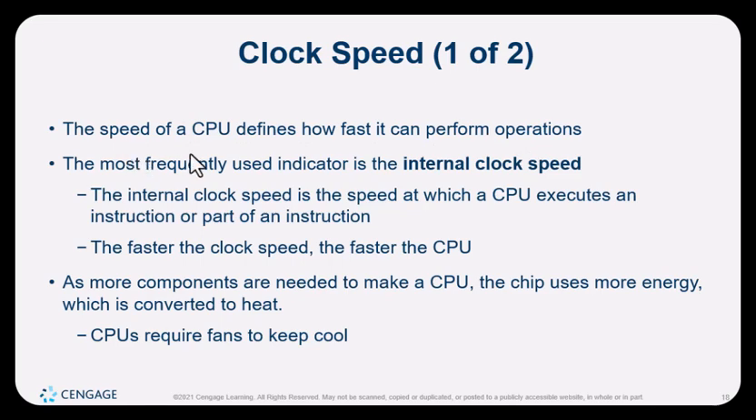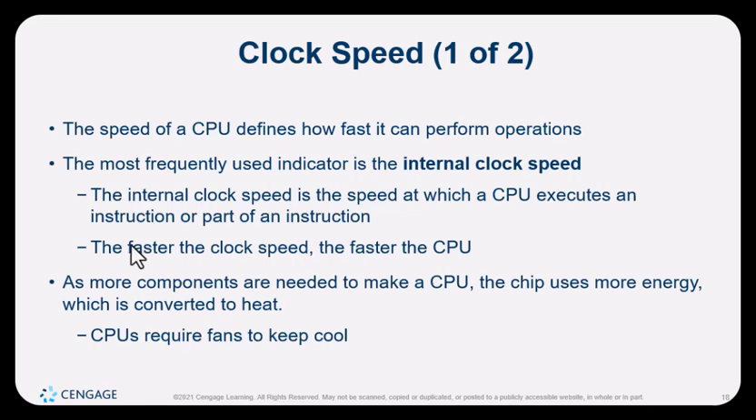So let's talk about the internal clock speed first. This is the speed at which CPUs execute an instruction or part of an instruction, a thread. So in other words, every time that clock ticks, the CPU can make a change. It can change a register, for example, or a group of registers all at the same time. So that is the internal clock speed of the CPU, and we can speed that up.